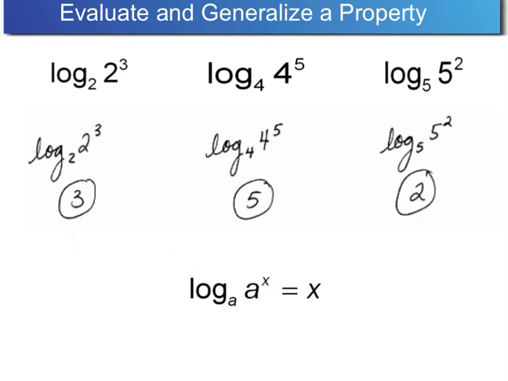That's because if you look at this, log base a of a to the x says what exponent do I have to put on my base here in order to get a to the x? Well, of course, that's x. That's why that works. Add that to your property list.